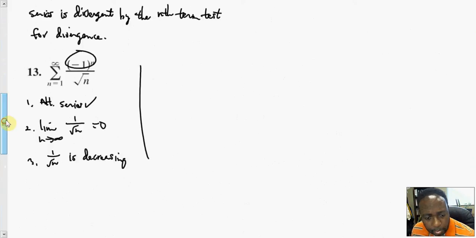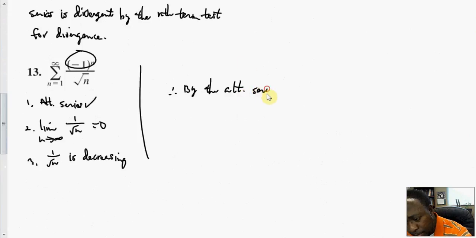So we conclude, therefore, by the alternating series test, the series is convergent.